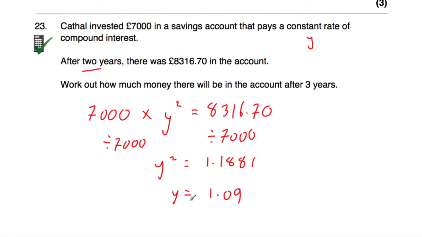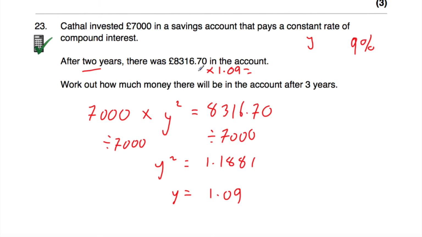Okay, so we've got that y is 1.09. That means it's paying 9% compound interest. It's paying 9% a year, because if the multiplier is 1.09, it's increasing by 9% each year. But the question says, how much money is there going to be in the account after 3 years? So what we could do is take this amount of money and just increase it by 9%, because if we know how much money is in the account after 2 years, you just increase that by another 9%, so times this by 1.09 and get the answer.